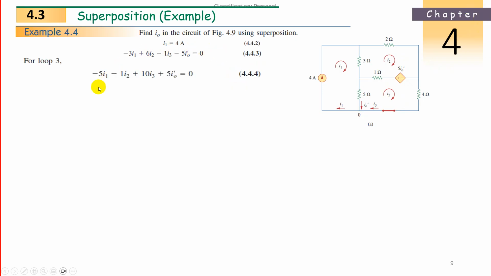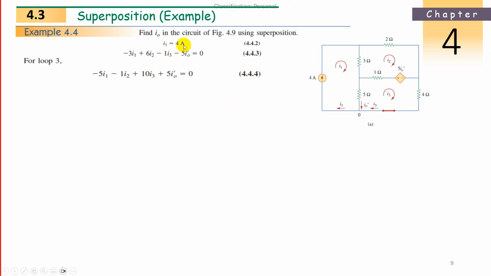This is your equation: minus 5I1, due to I1, opposite to I3. I2 is in the 1 ohm, so opposite to I3, minus I2. Now I3 is flowing in these three resistances, 5 plus 4 plus 1, 10 ohms, plus 10 I3. Next, plus 5 I0 dash, because the current is entering the dependent voltage source. So like this we got three equations.